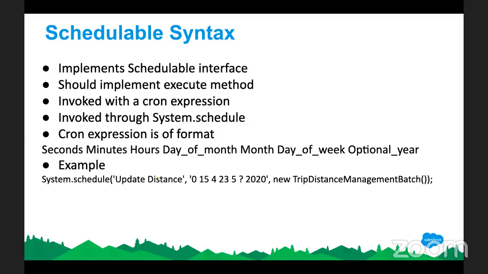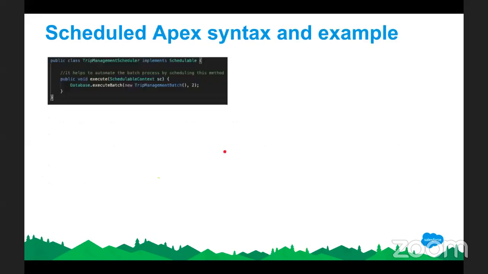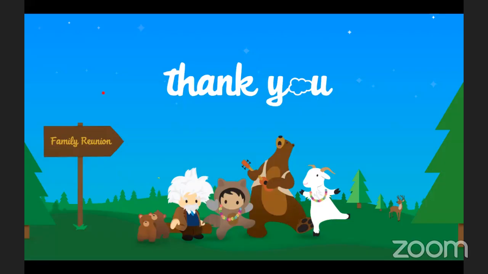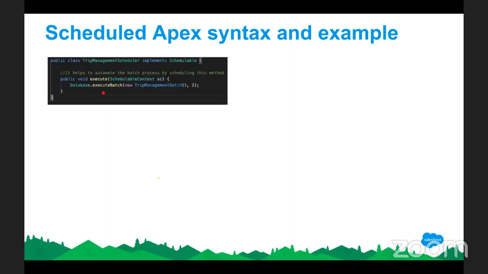To recur events, we should use star and question marks. This cron expression itself is a big topic. You can easily find them. So this is the scheduler example. I am executing the trip management batch, invoking a batch job from the scheduler. And that is it regarding asynchronous jobs.